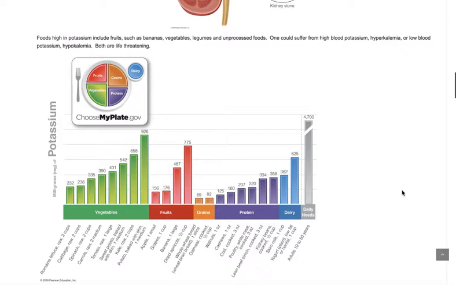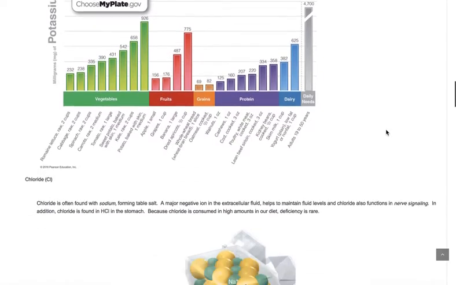You can also have high blood potassium or low blood potassium. Both are not good. So maintaining the level of potassium is also very important. And some people think that controlling potassium may play a role in heart disease as well.